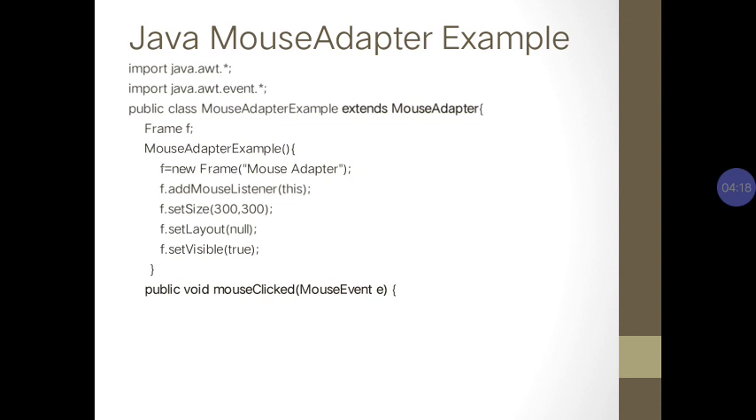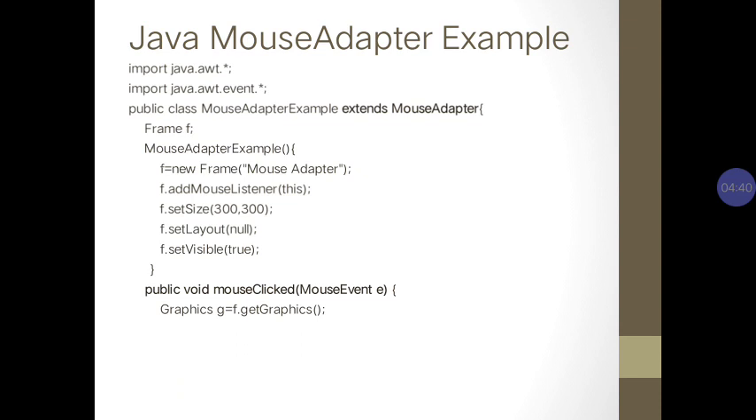The constructor is completed here. After that we have written only one method, that is the mouseClicked method, not all 5 methods. I just needed one method, that is the mouseClicked method, and I am going to write only that method, that is public void mouseClicked with the event object MouseEvent e.